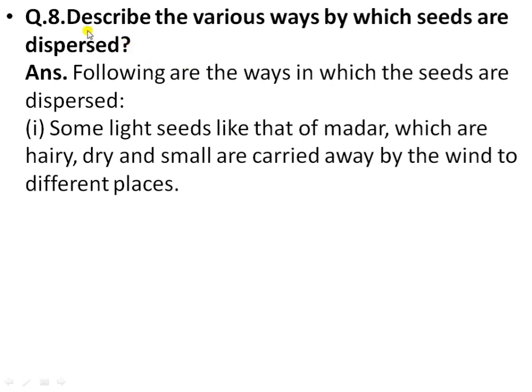Next is question number 8. Describe the various ways by which seeds are dispersed. There are the following ways in which the seeds are dispersed. First, some light seeds like that of madar, which are hairy, dry and small, are carried away by the help of wind to different places. That is seed dispersal by the wind from the mother plant.